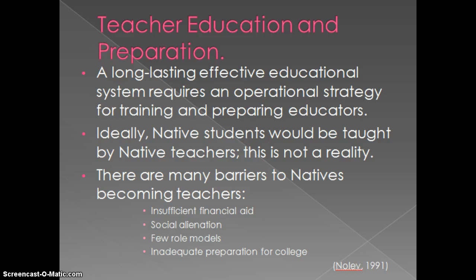Obviously, for obvious reasons, it would be ideal for Native students to be taught by Native teachers, but this is not really the reality of it, and evidence shows that there are fewer Native teachers every year. So many of the things that could be taught are being missed because Native teachers aren't teaching Native students. There are some barriers to Natives becoming teachers, and that is insufficient financial aid, social alienation, role models that are poor or not there, inadequate preparation for college.